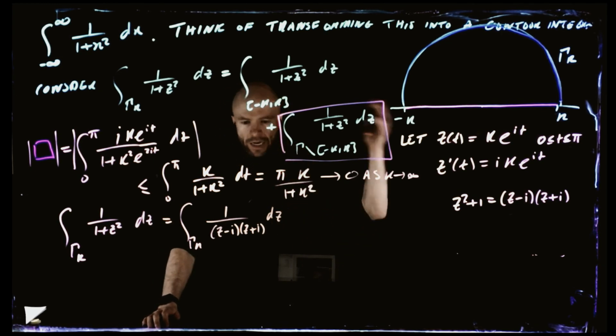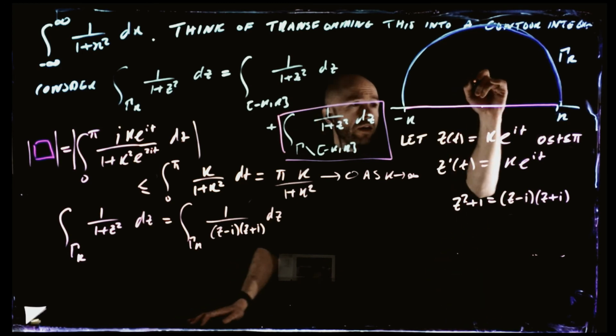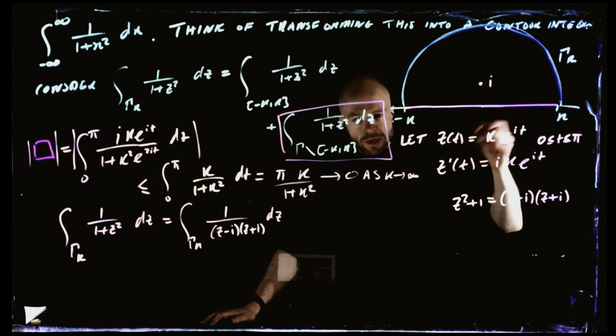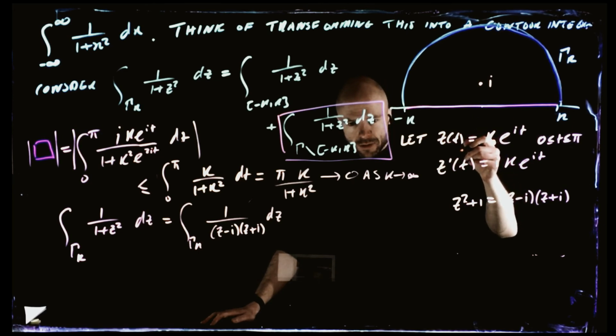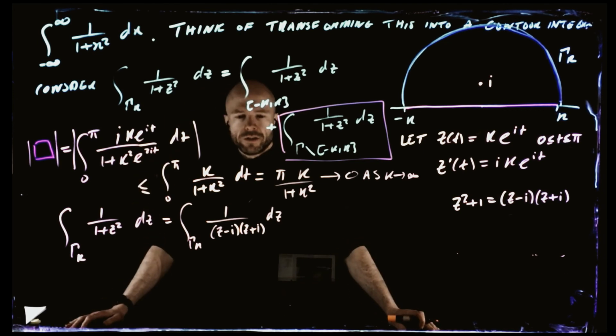Okay, so what are the singularities inside our contour? i, yeah, sorry, I thought you said pi. Yeah, i. So this is our only singularity inside our contour. The other one is on the other side, it's outside, yeah? Cool. All right, what is the nature of the singularity? What kind of singularity do we have?